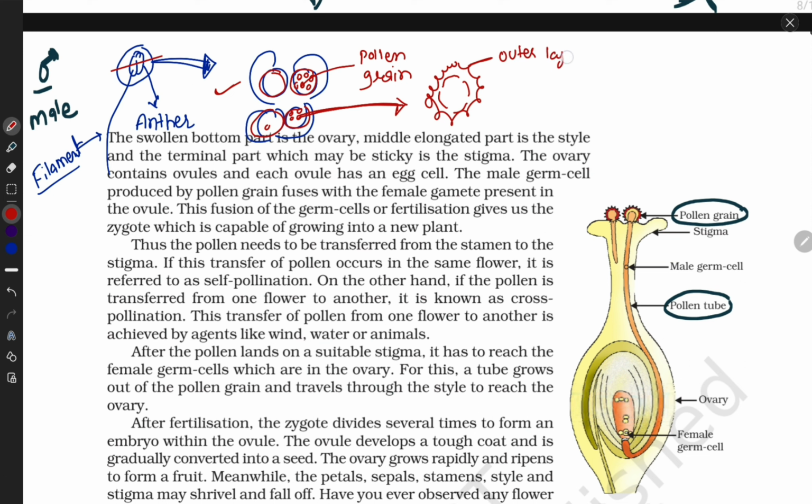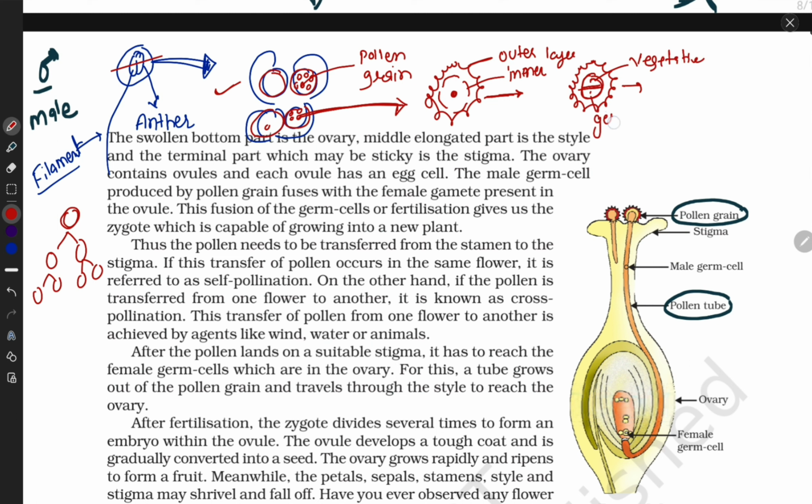Okay, outer layer. This is the inner layer, and this is the nucleus. It develops and the inner cell divides into two parts. I previously said one cell divides into two cells, then into four cells. So the nucleus divides, then the cell divides. This is called the vegetative cell and this is called the germ cell. Look at here, this grows and forms like this.